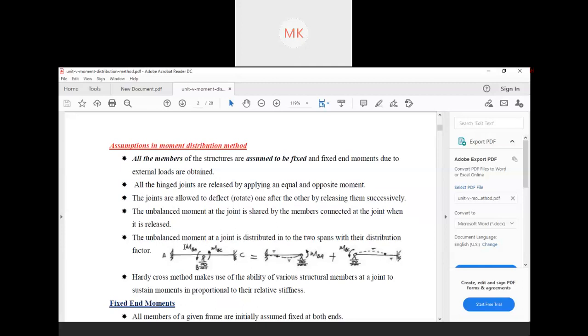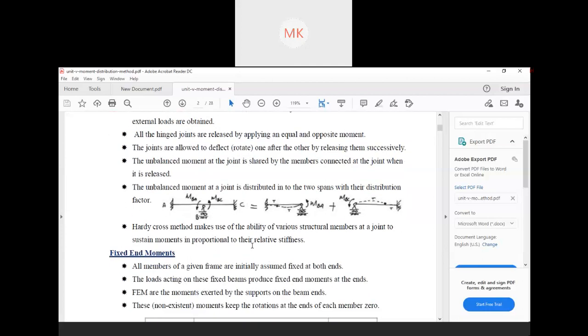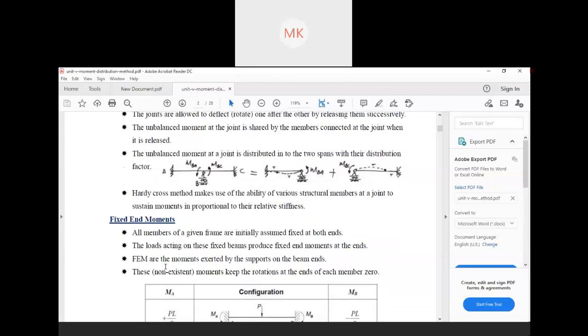So, the unbalanced moment at a joint is distributed into the two spans with their distribution factor. The unbalanced moment, whichever is left, will also be distributed among all the members. The Hardy Cross method makes use of the ability of various structural members at a joint to sustain moments in proportion to their relative stiffness.